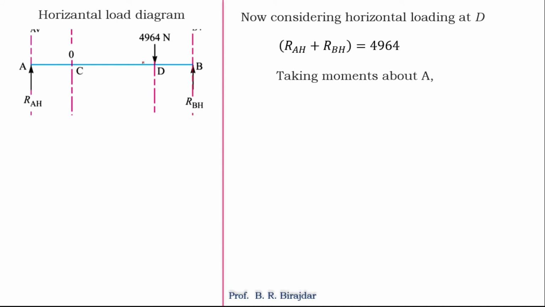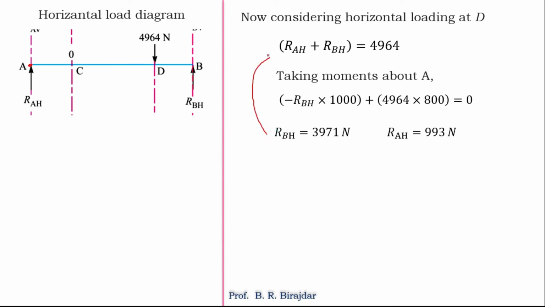So what we will do, we will take the moment about this point A. So what are the two forces? That is the 4964 into this perpendicular distance, that is clockwise, and again RBH into this perpendicular distance, that is in the anti-clockwise direction. So minus RBH into 1000 plus 4964 into this 800. So from this we will get the reaction at point B in the horizontal direction 3971. I will put this value in the above equation, then I will get the value of RAH, that is reaction at A in horizontal direction, 993 Newton. So therefore we found out the reactions.